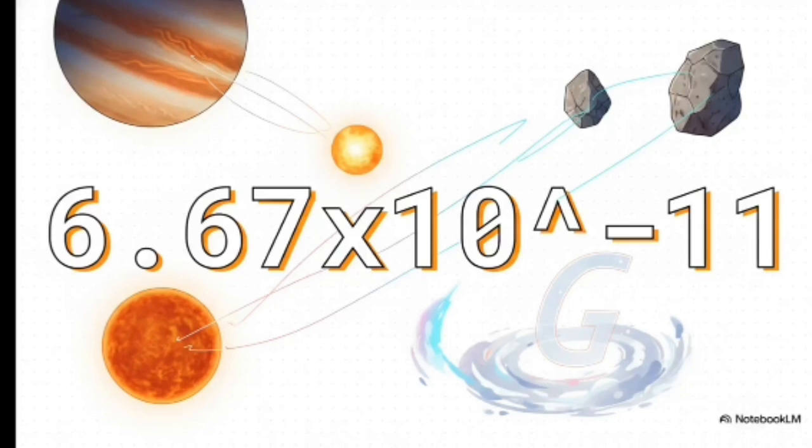The exact math for this cosmic attraction involves this tiny, super important number, 6.67 times 10 to the power of negative 11. This is the universal gravitational constant, or capital G. It's the baseline rule of attraction that applies perfectly whether you're measuring the pull between two rocks on the ground or the pull between the sun and Jupiter.